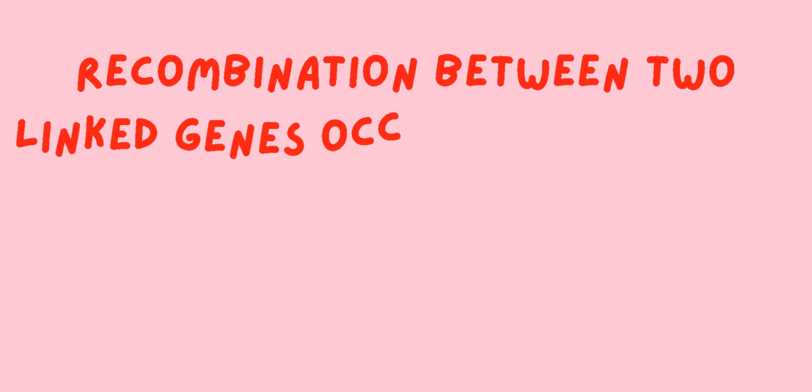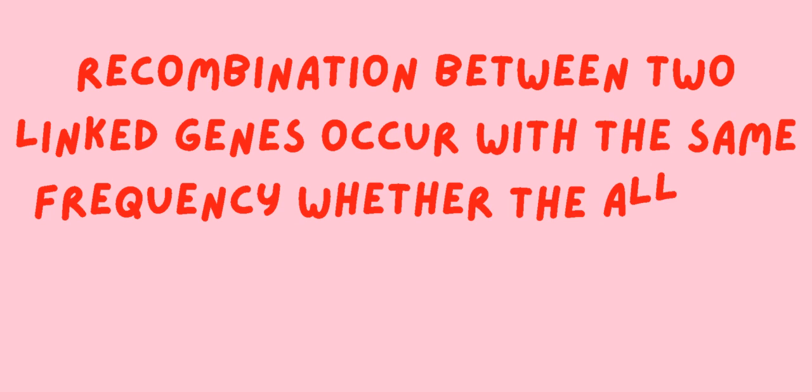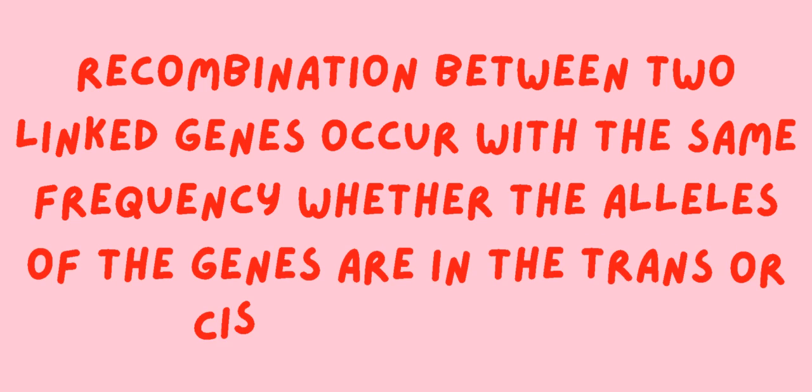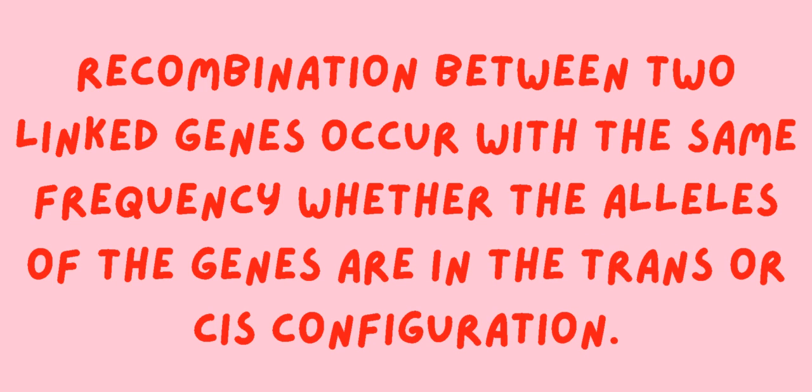Whatever the situation, cis or trans, if we talk about recombination, recombination between two linked genes occurs with the same frequency, whether the alleles of the genes are in the trans or cis configuration. That means whenever the recombination happens between the genes, at that time cis or trans configuration does not matter. Okay, so recombination happens at the same frequency whether it is in the cis or in the trans position.